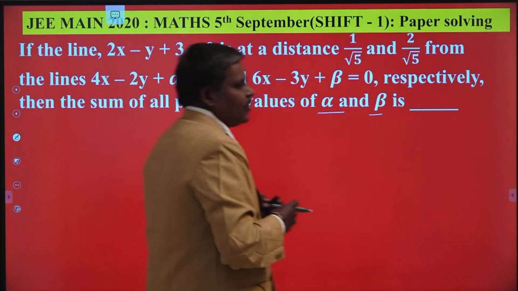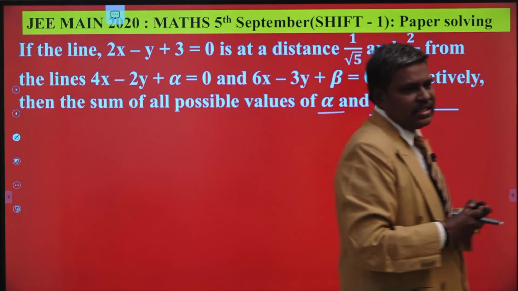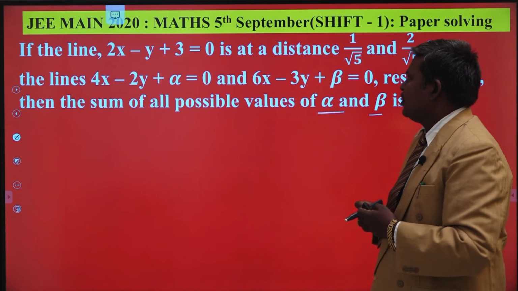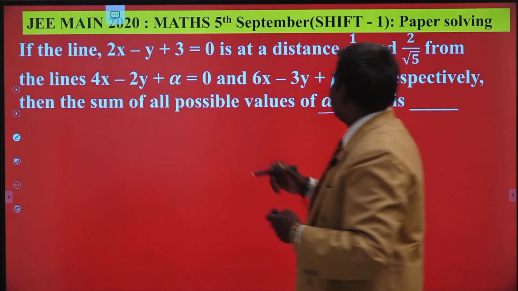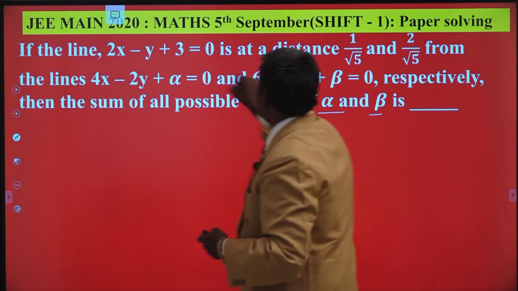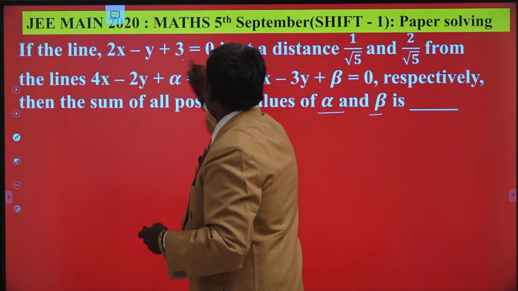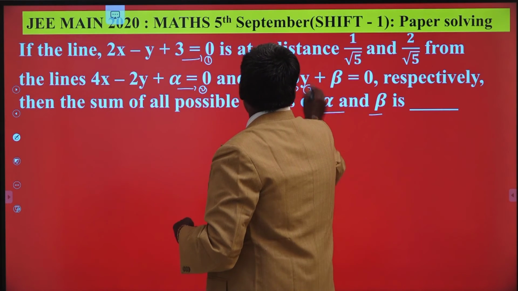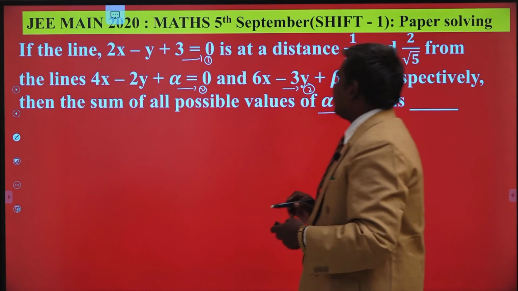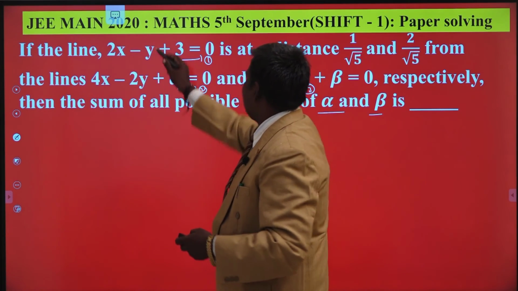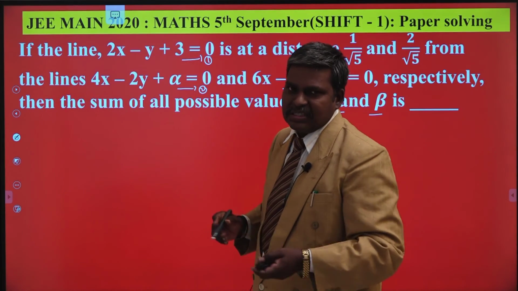The lines are of the form ax plus by plus c1 equal to 0, ax plus by plus c2 equal to 0. So see here, the distance from here to here is 1 by root 5. That to here is 2 by root 5. This is equation number 1, this is 2, this is 3. So the distance between the two parallel lines 1 and 2 is 1 by root 5.